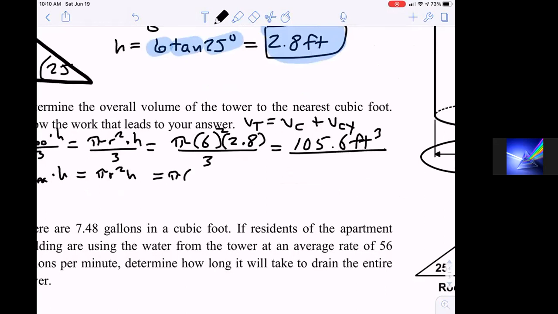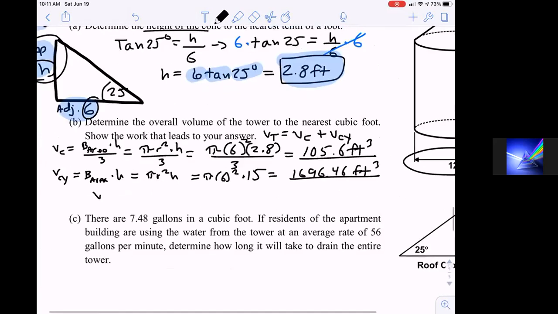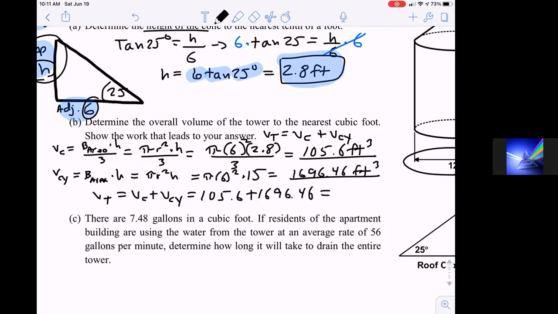So we're going to go pi times the same radius squared times 15 feet. So 6 squared is 36 times 15 times pi gives us about 1696.46 cubic feet. Right. And so the volume of the tower would just simply be the sum of those two. It would be the cone plus the cylinder. 105.6 plus 1696.46. And you should get around 1802 cubic feet.